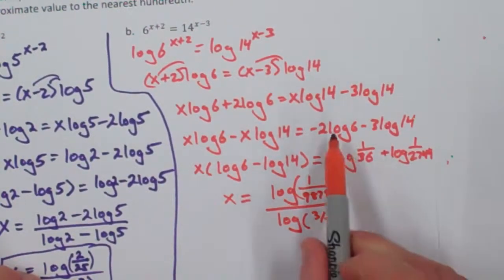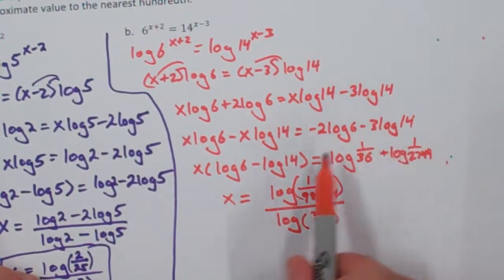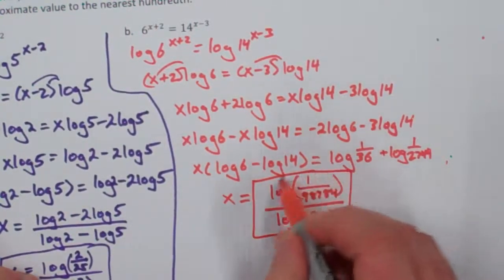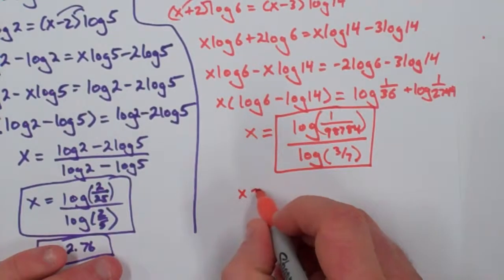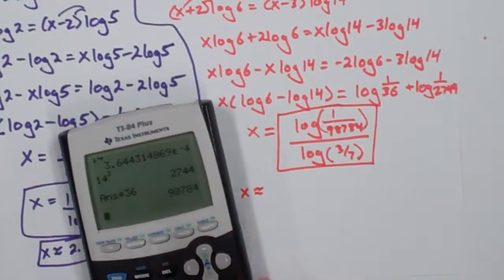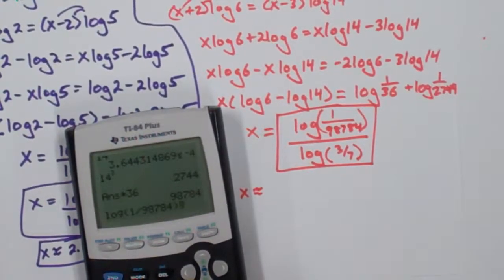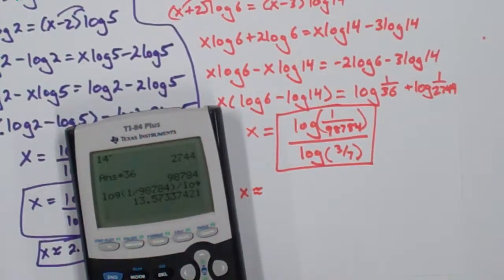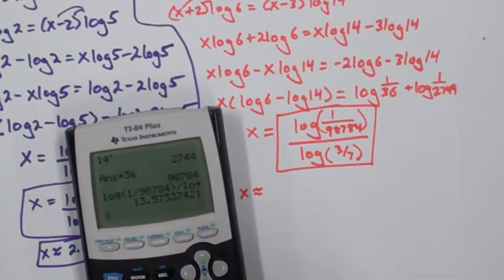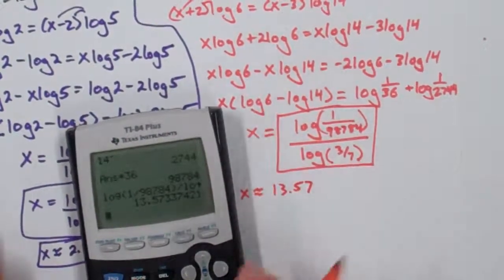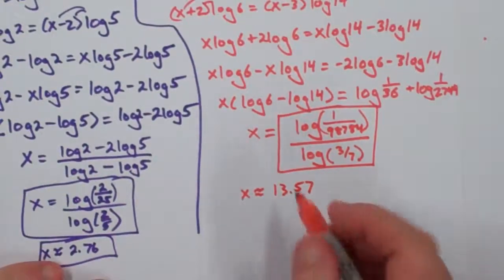Your answer would be negative 2 log 6 minus 3 log 14 over log 6 minus log 14, and that's fine. So there's our exact. Let's work on our approximate here. So we'll do log of 1 divided by 98784, and we'll divide that by log of 3 divided by 7. And that should give us our final results. We've got 13.57. We'll keep the 7. And there you are, the last example from this learning target.